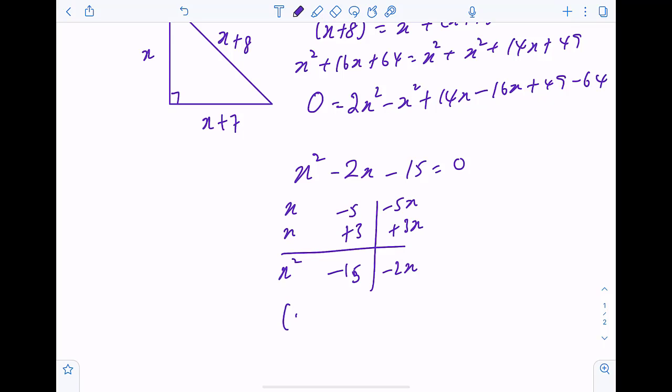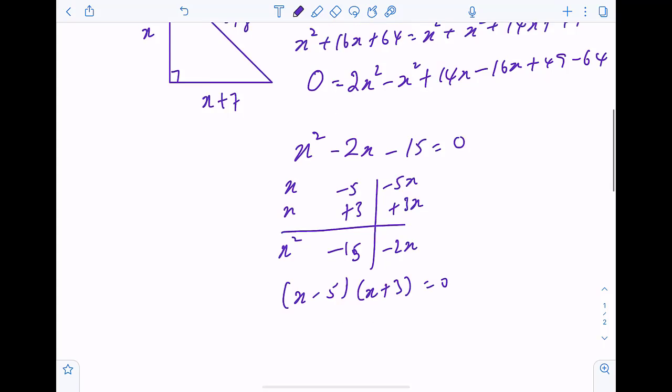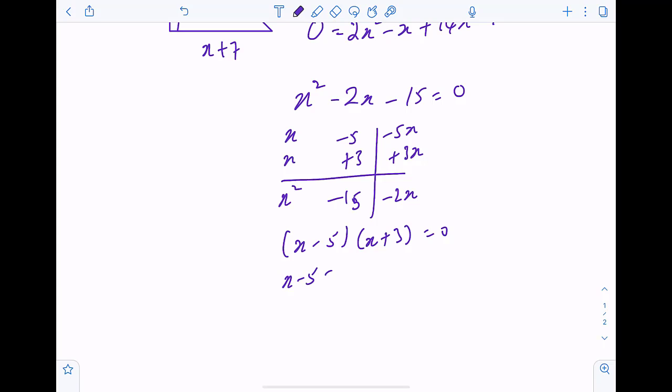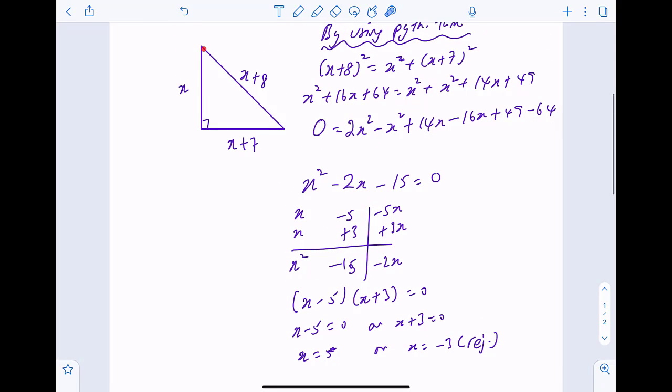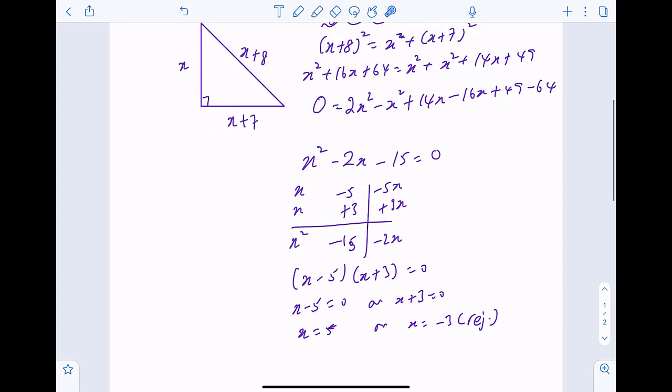So we have 2 options, x minus 5, x plus 3 equals to 0. x minus 5 is equal to 0, or x plus 3 is equal to 0. x is equal to 5, or x is negative 3, which is rejected because length can never be negative. If x is negative 3, this will be invalid here, right?